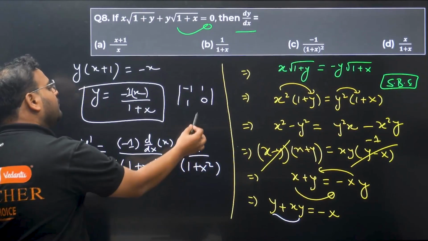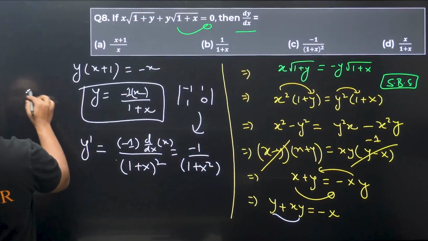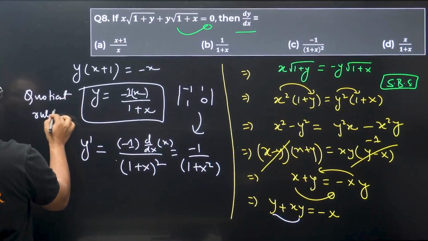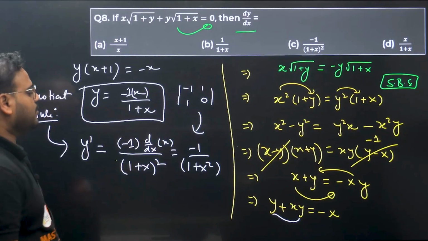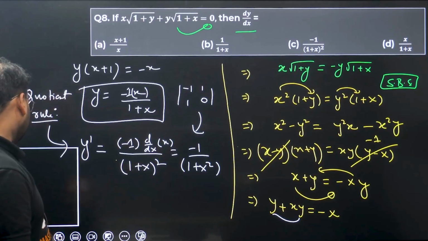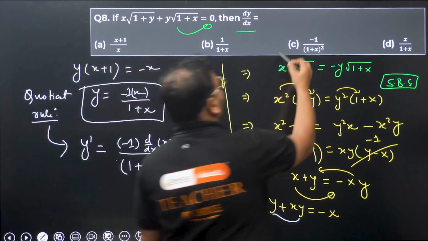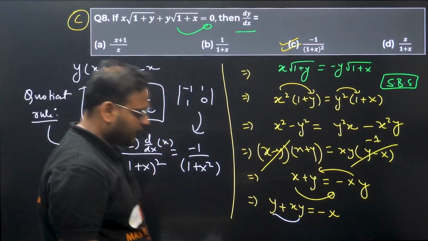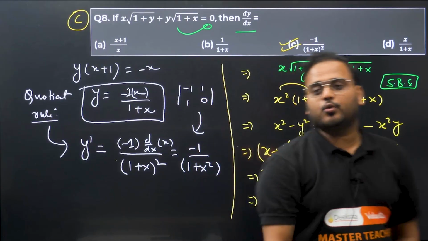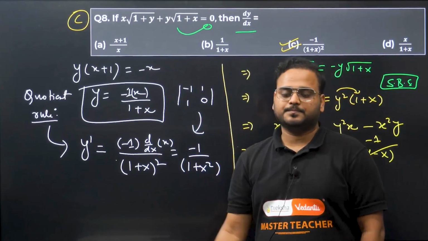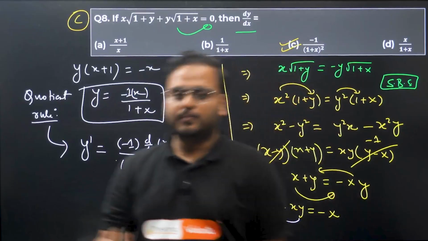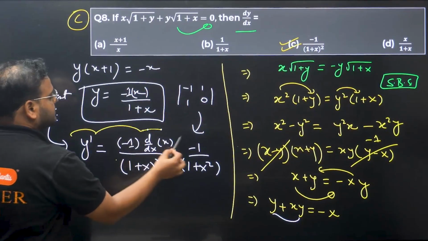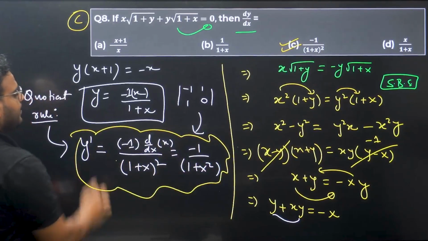If you do not want to do all of that, simply apply the quotient rule. I'm telling you, apply the quotient rule and get the result. Answer will come as minus 1 upon 1 plus x square. Option C is correct. Do one thing, please cross check using the quotient rule. All of you, please check using the quotient rule and let me know whether option C is coming or not. This is my final answer: minus 1 upon 1 plus x square.